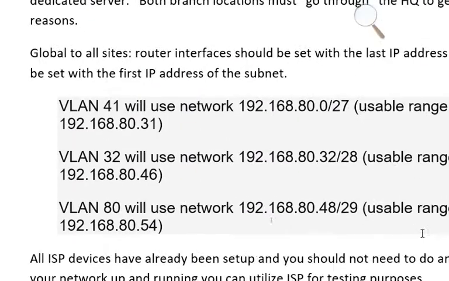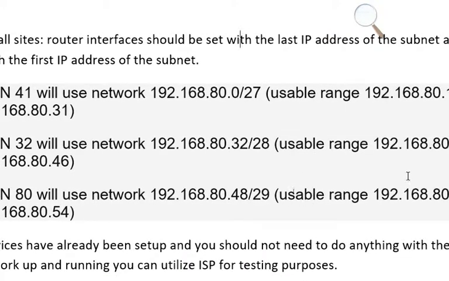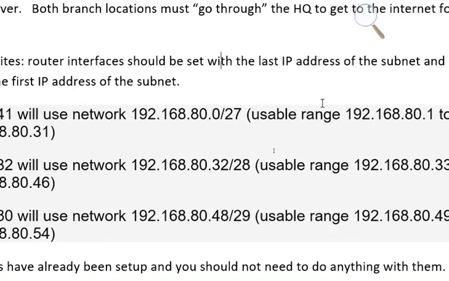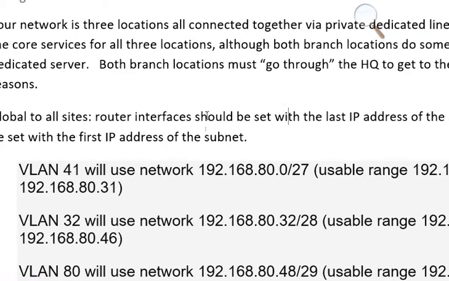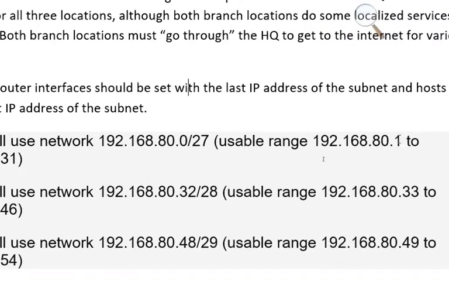So in my directions, I went ahead and pasted that in, since we should all have that knowledge. And we're doing VLSM, so we started with the largest number of hosts needed on VLAN 41, and then 32 and 80, and they're going to be 80.0/27, 80.32/28, and 80.48/29 respectively. I've also marked my usable range, so I know that, again, following router interface should be set with last IP address. I know what to do here, right? When I get to the sub-interface for this VLAN, it'll use this. When I get to the client for this VLAN, it will be set to this.